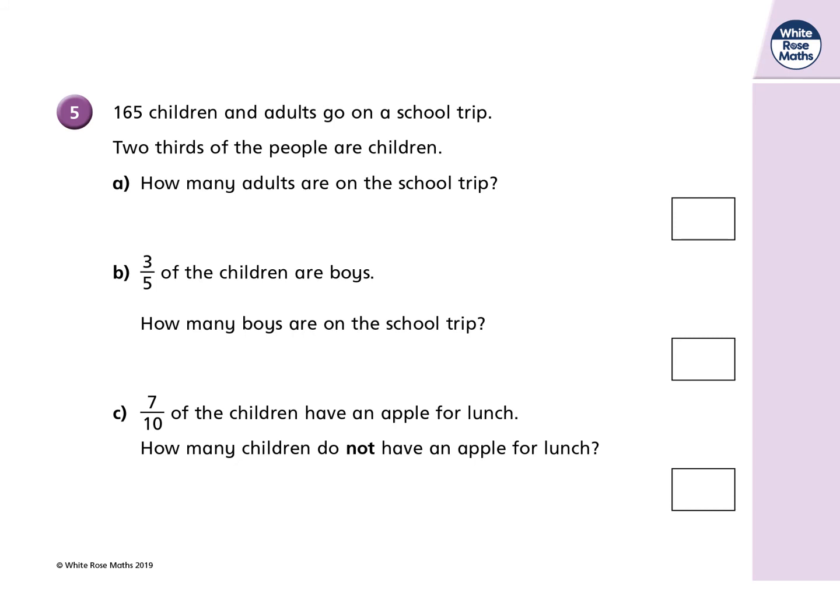Then, how many children do not have an apple for lunch? So you need 3/10. So you need 3 lots of those 10ths to tell us how many children do not have an apple for lunch. Try and work through it carefully, do take your time, and have a go.